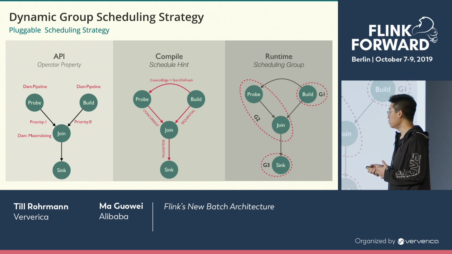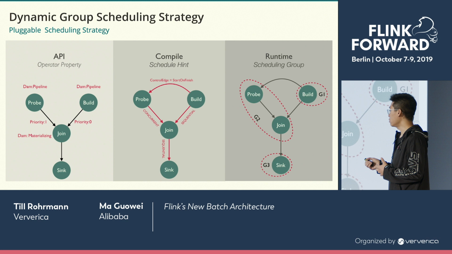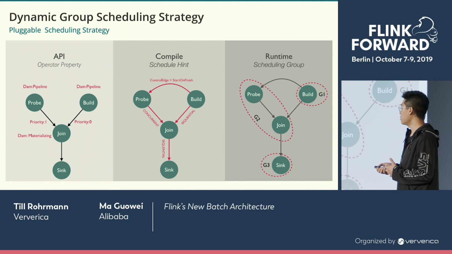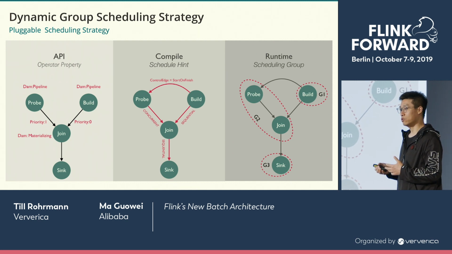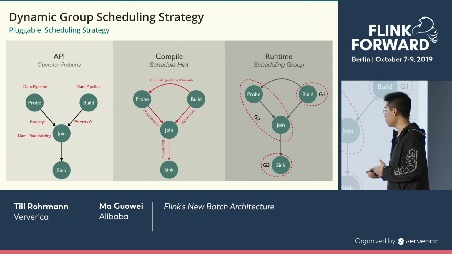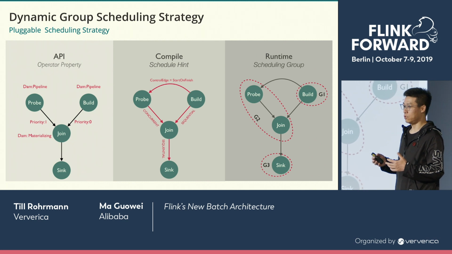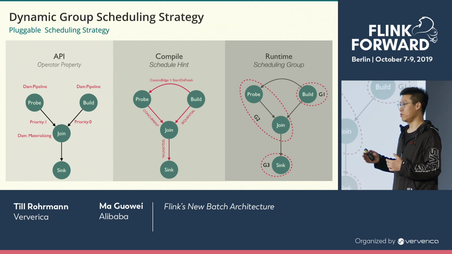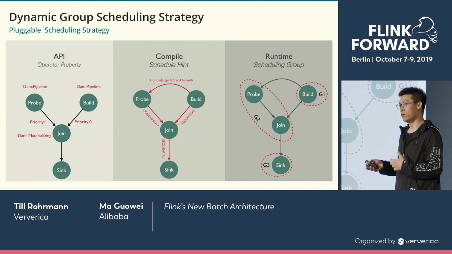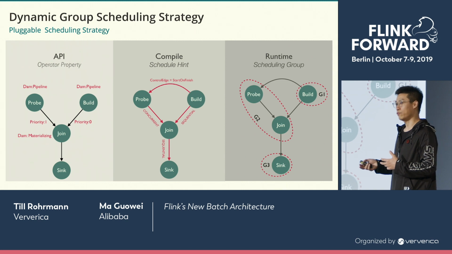Next, I will give a simple introduction to how we let batch job users use the pipeline shuffle without worrying about job failure owing to insufficient resources. The general idea is that the task will use the pipeline shuffle when the resource is enough, and fall back to the blocking shuffle when the resource is not enough.